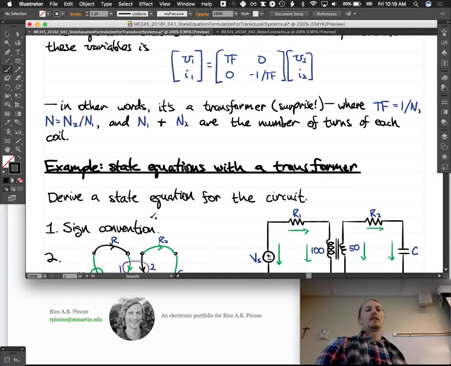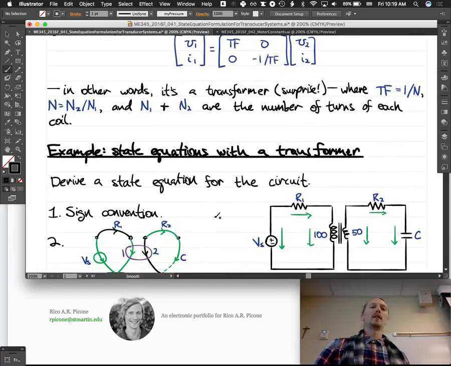So, next example is to actually write the state equations for a transformer.